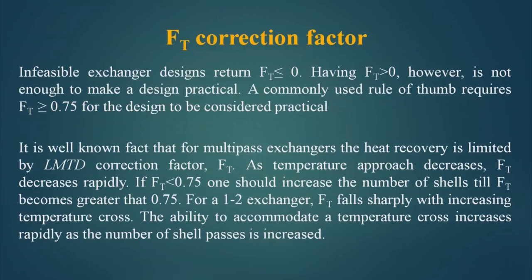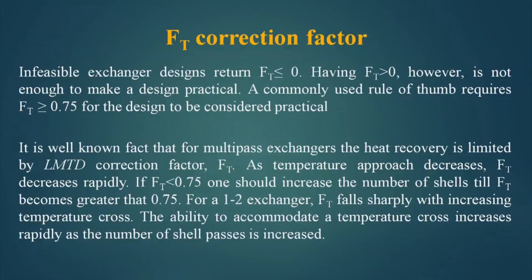Infeasible exchanger design returns a very low value of FT, or FT less than 0. Having FT greater than 0, however, is not enough to make a design practical. A commonly used rule of thumb requires FT greater than 0.75 for the design to be considered practical. It is a well known fact that for multi-pass heat exchangers, the heat recovery is limited by the LMTD correction factor FT. As temperature approach decreases, FT decreases rapidly. If FT is less than 0.75, one should increase the number of cells till FT becomes greater than 0.75.